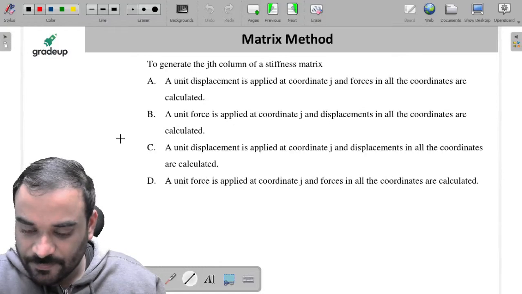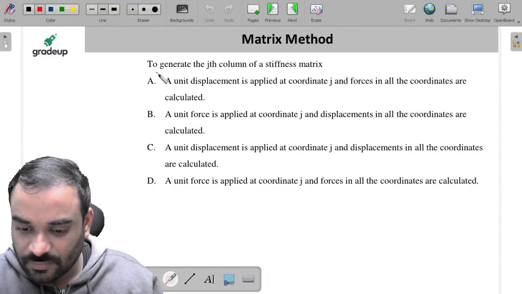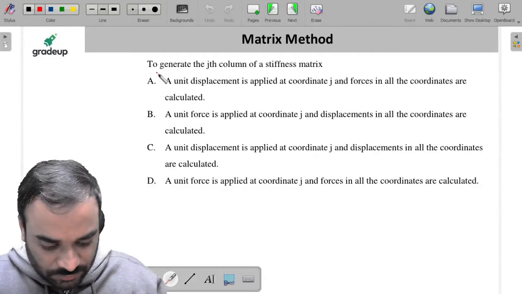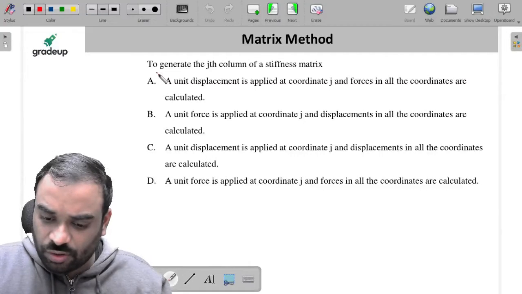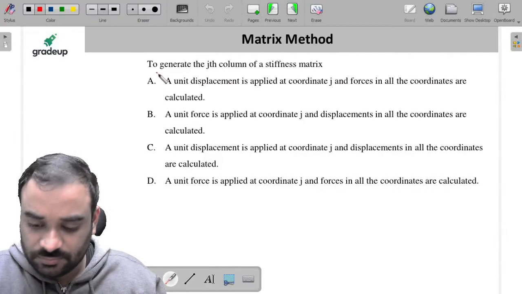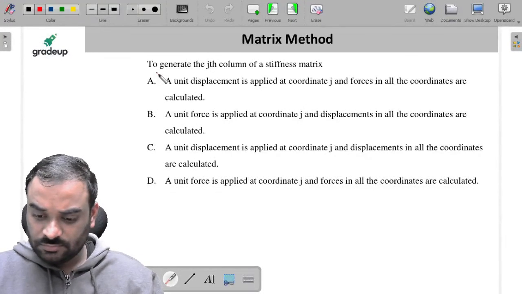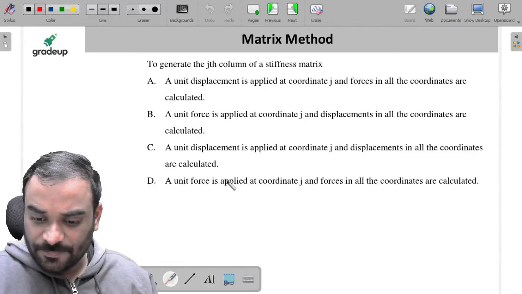Are you not able to see the font? Tell me, guys, are you able to see the font or not? All of you. You are able to see now?